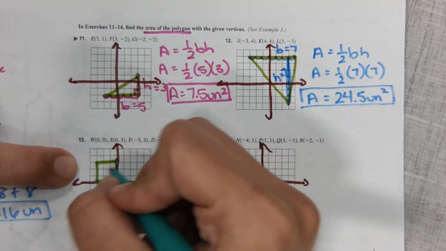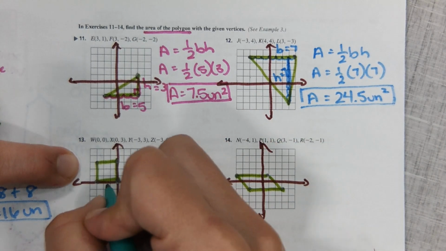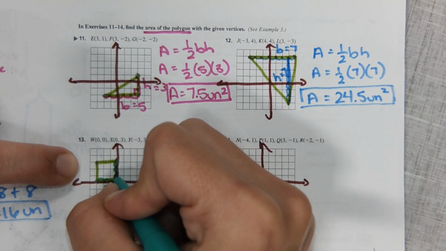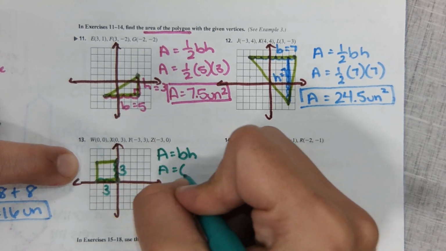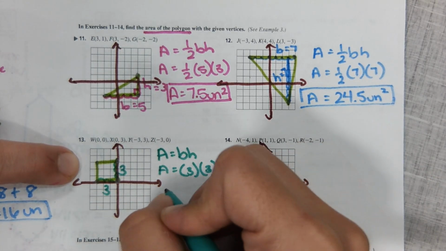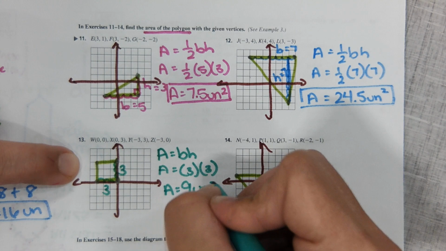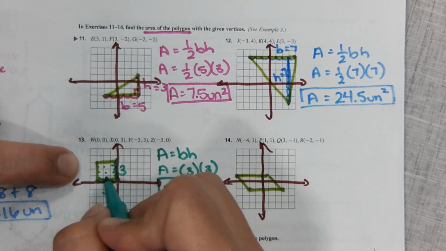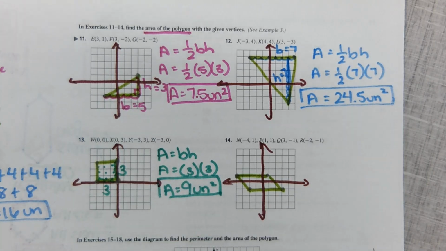Number 13 shows a square. Area of a square is just like base times height, length times width, however you want to think about it. So this here is 3 units, 1, 2, 3. 1, 2, 3. Area equals 3 times 3. Area equals 9 units squared. You could even count the squares here. 1, 2, 3, 4, 5, 6, 7, 8, 9 squares in that shape.